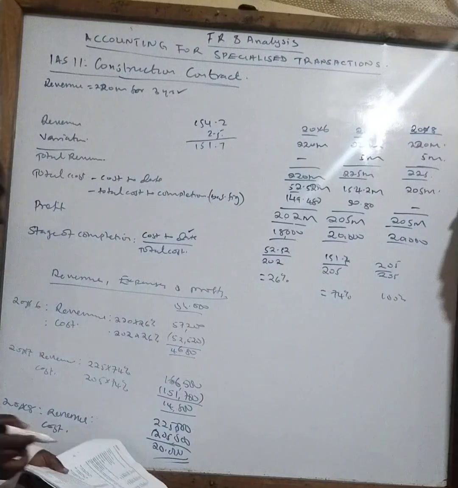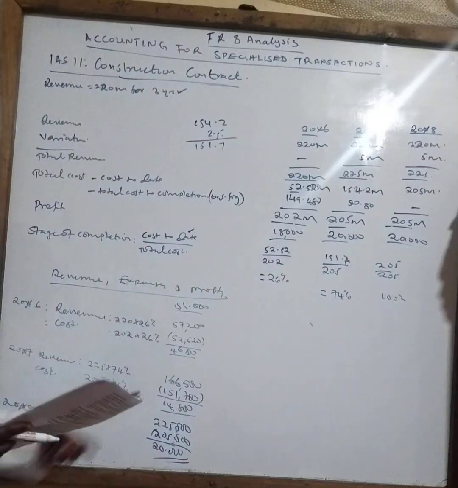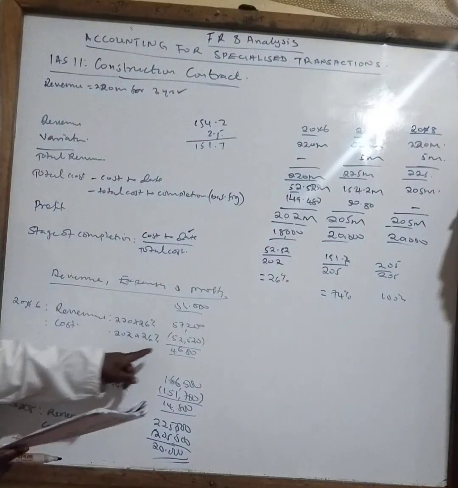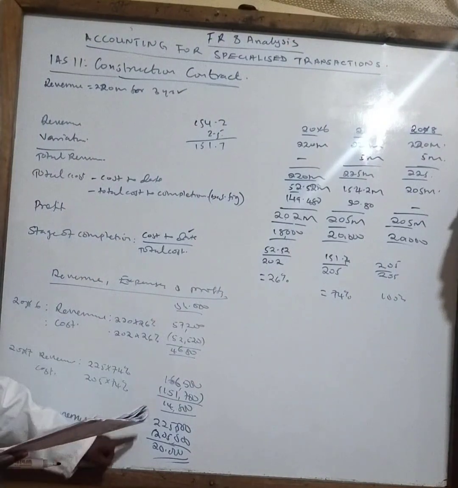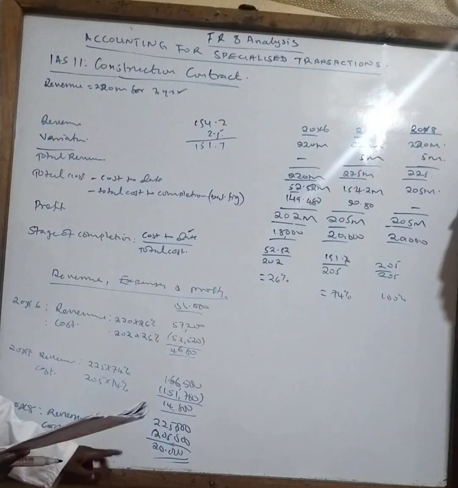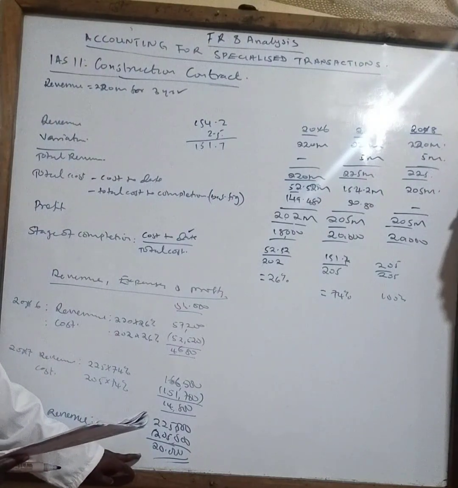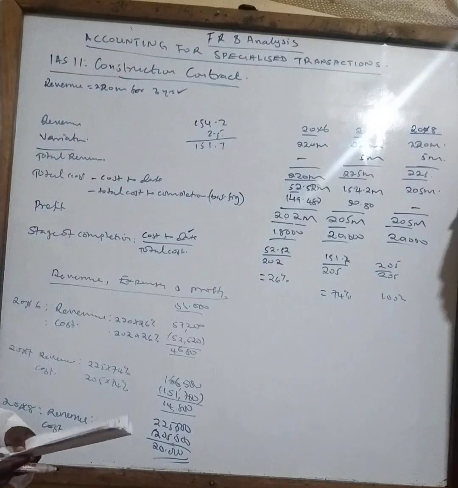So you can see what is happening here. Now, out of this, we have been told you have to show exactly. This is the year 2006. This is the year 2007. This is the year 2008. So this is how you are supposed to recognize this.